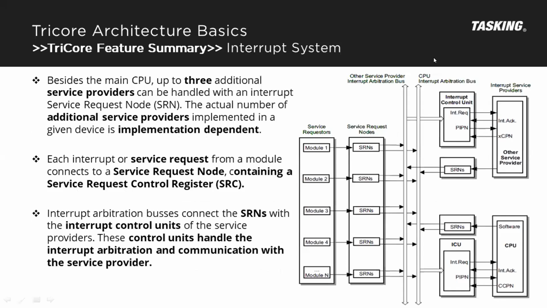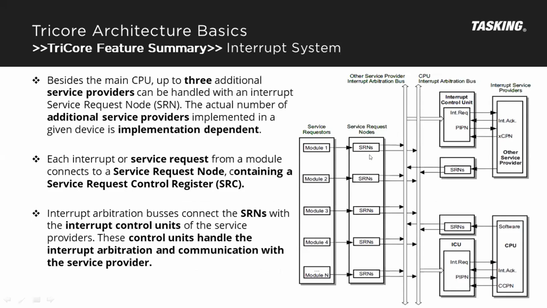And you will find here the interrupt system picture. So this is how the interrupt looks like. At the beginning on the left, you will find something called service requestors, from where the service request or the interrupt comes, and then you will find something called service request nodes, or SRNs.